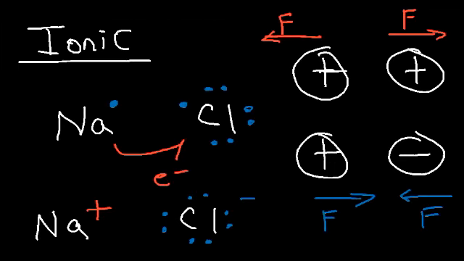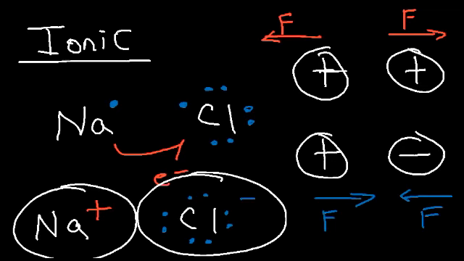And so that's what's happening between the sodium ion and the chloride ion. The sodium ion, which now has a net positive charge, is attracted to the chloride ion, which has a negative charge. And so these two feel a force of attraction. And that force of attraction, that electrostatic force, binds them together. And so that creates the ionic bond.